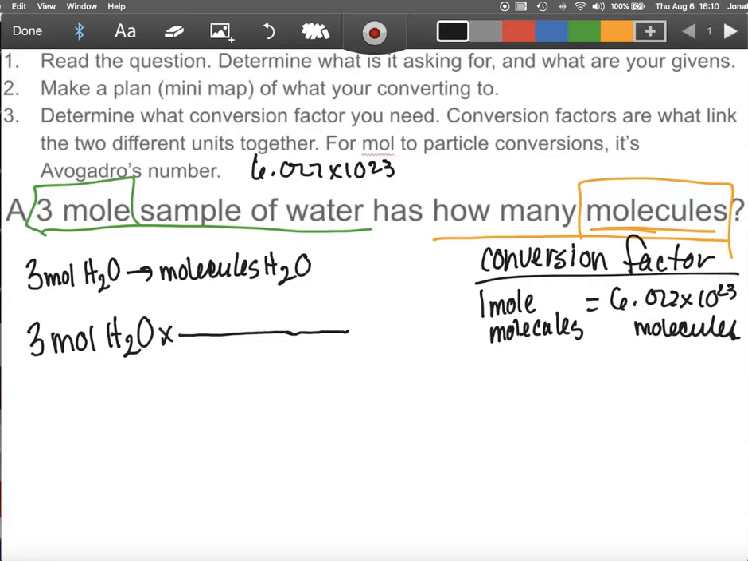Alright, let's go ahead and set up our conversion. We have moles of H2O right up here, so in order to cross cancel that, what's got to go down there? It's got to be the moles of H2O. They have to be the same. I'm going to keep reiterating that. They always have to be the same going diagonal. And then up top is what we were looking for. That was the molecules of H2O.